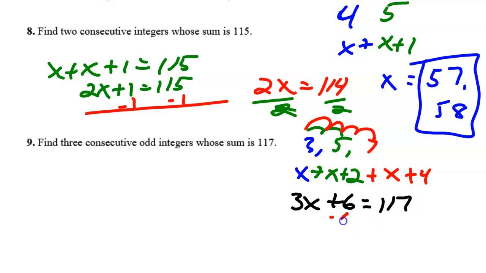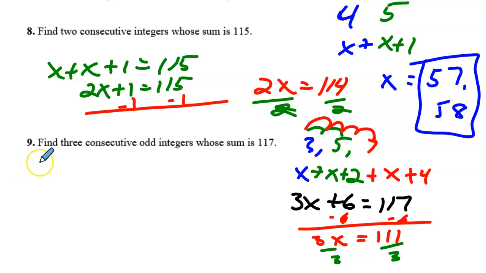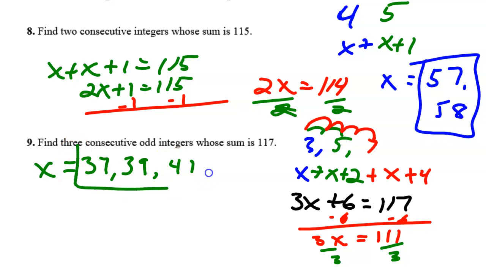Subtract 6 from both sides. 3x equals 111. Divide by 3. And so we have our first number, x equals 37. Well, we know the next two are 2 apart and 4 apart, so we're going to add 2 to that and we get 39. And then we'd add 4 to the 37 and get 41. So that is our solution. That's it for this lesson. You can move on to the homework then, if you haven't already.